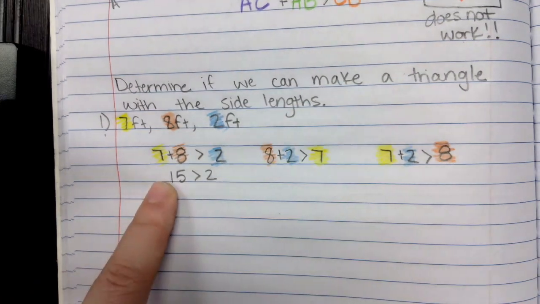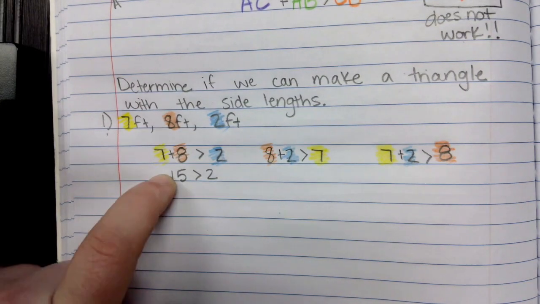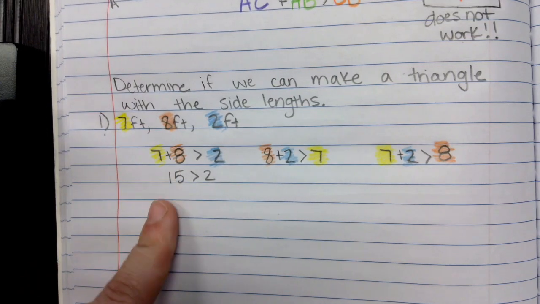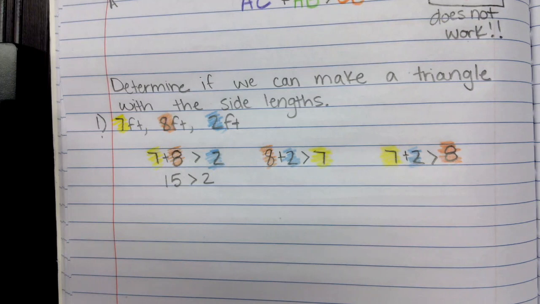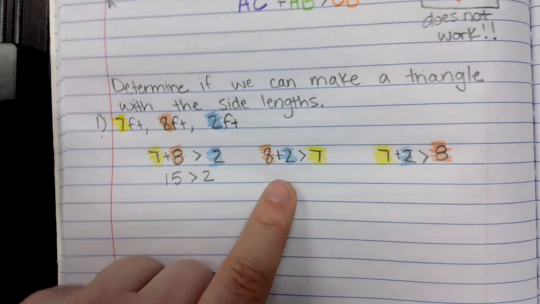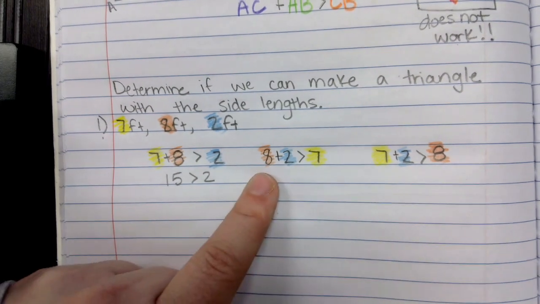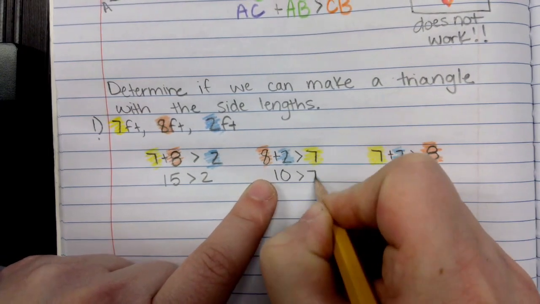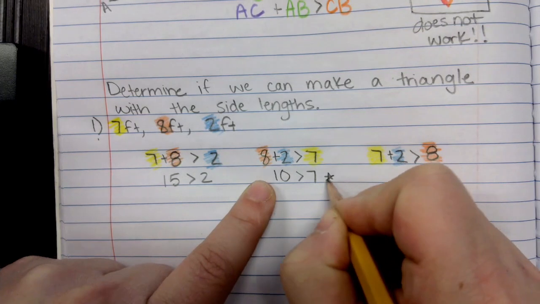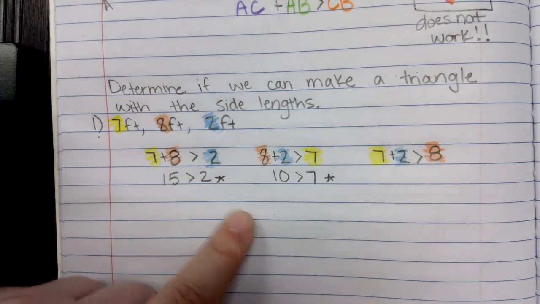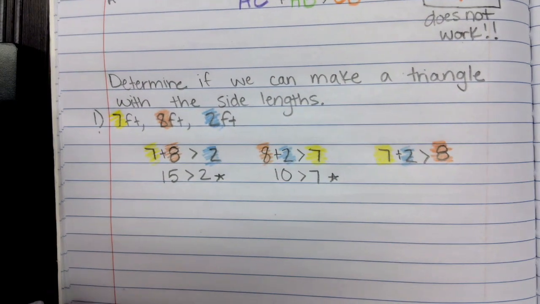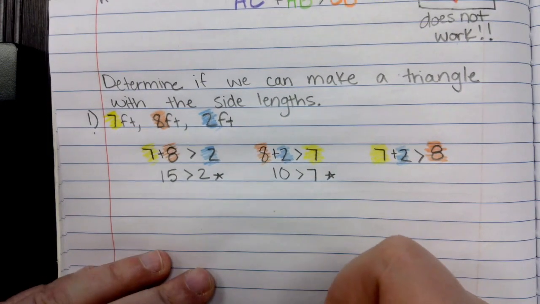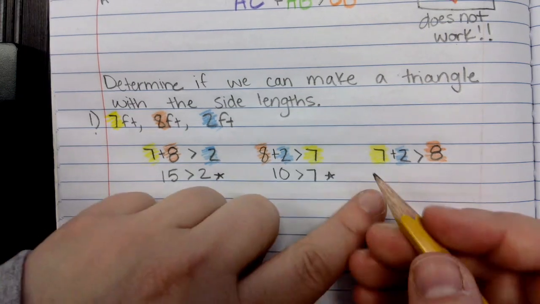Okay. 8 and 2 together make 10. Is 10 greater than 7? Yep. We should be putting stars or smiley faces by these. It's a good thing. So that works. 10 is greater than 7. We want this one to be bigger. And then 7 plus 2 is 9. Is 9 greater than 8? Yep. So, could we create a triangle using these side lengths? Yes.